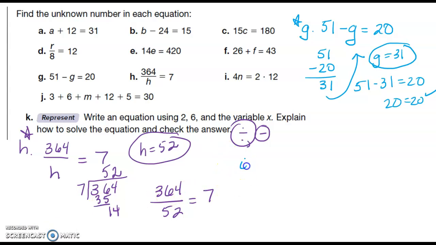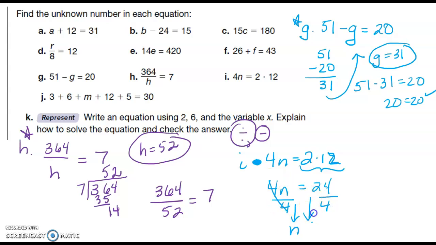Okay, I. 4n is equal to 2 times 12. The first thing we have to do is simplify this and multiply that. So I have 4n is equal to 2 times 12 is 24. Now I can solve this like I did before. 4 times n, so I have to do the opposite of times, which is divide. My 4's are going to cancel. My n comes down, my equals comes down, and this is 6.